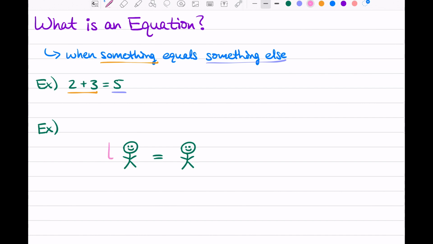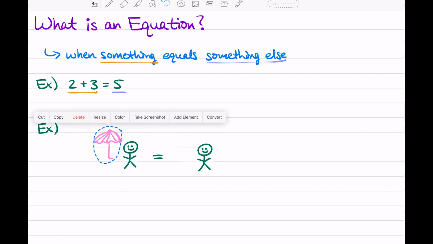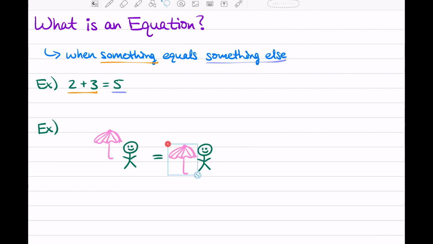So what if I give this guy an umbrella? Well, the left side of that equation looks a little different than the right. The guy on the right does not have an umbrella. So to make both sides the same, to make something equal something else, the guy on the right needs an umbrella.